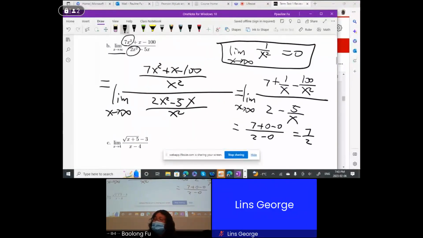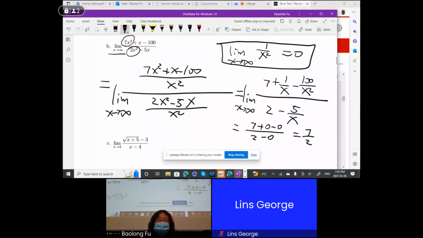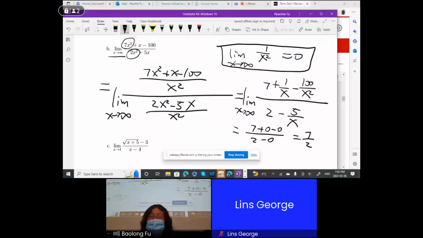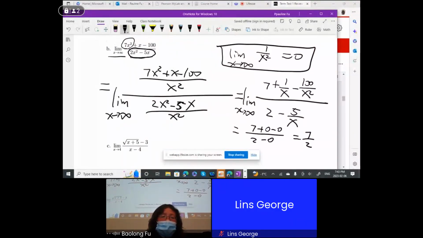Yes? I'm just a little bit confused. Where did you get 2x squared minus 3x over x squared? Sorry, which part? Oh, sorry, my bad, 5x. Sorry for my handwriting, 5x. No, that's my bad, thank you. Yeah, this is the original question here. Thank you for asking. Okay, I'll try to make my handwriting readable.